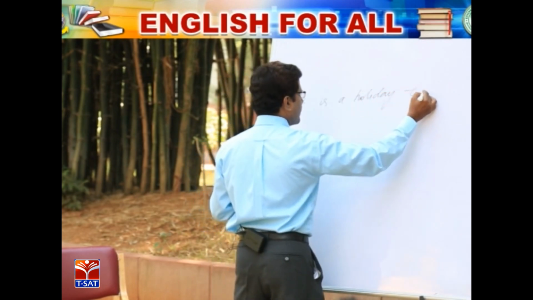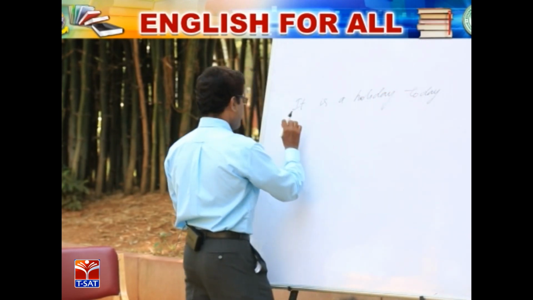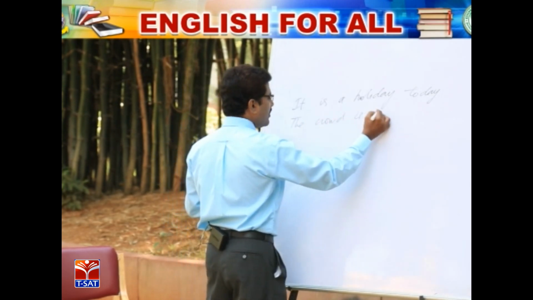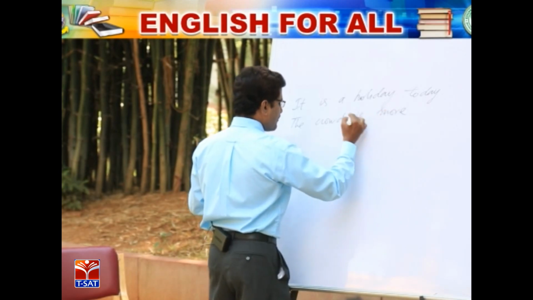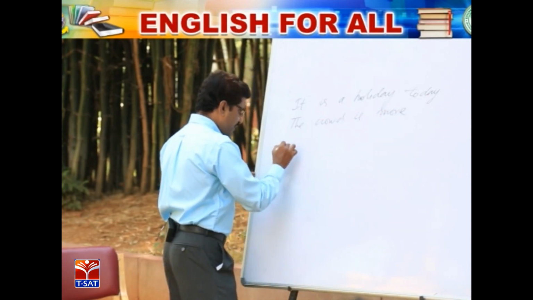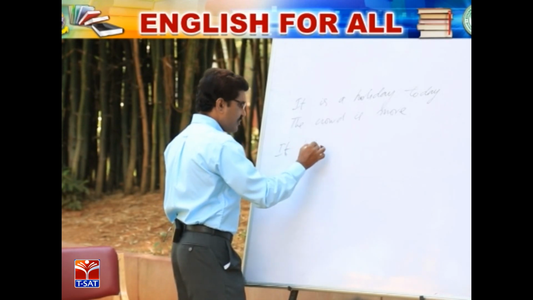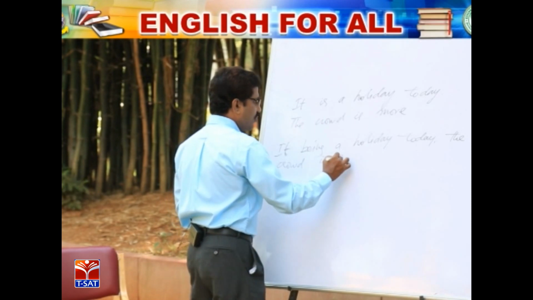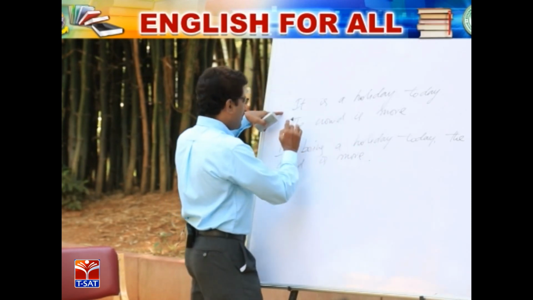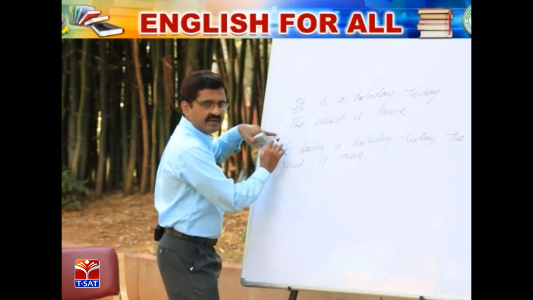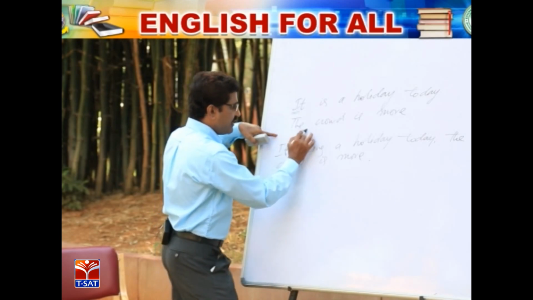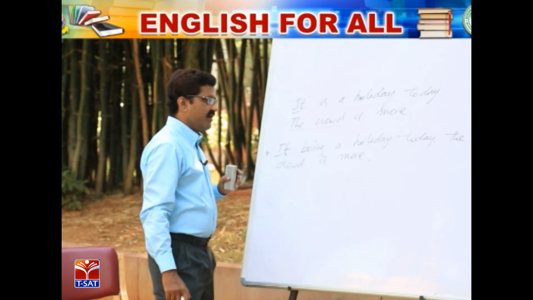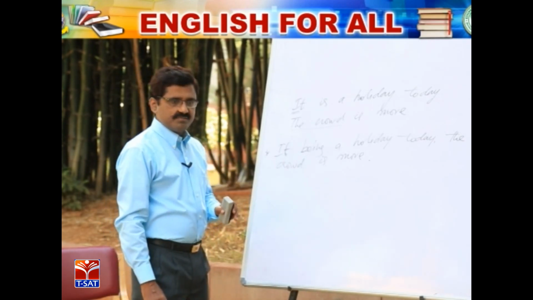It is a holiday today. The crowd is more. Then I have to say it being a holiday today, the crowd is more. Because here subjects are different. Here it is a subject, here crowd is a subject. Then you have to take the help of this method. It being a holiday today, the crowd is more.